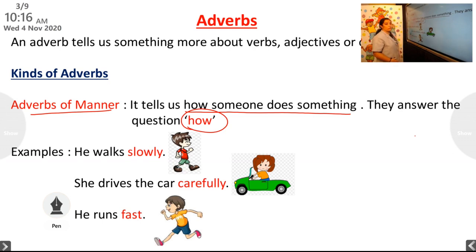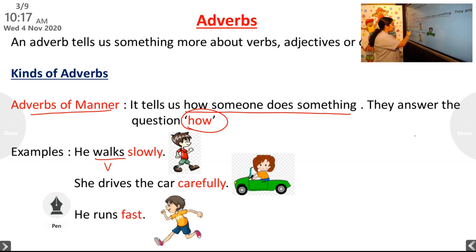Which is the action word, or which is the verb in this sentence? Yes, this is the verb, isn't it? Walking shows the action, so walks is the verb. Now what question word will you ask to find out the adverb of manner? You will ask the question how. So how are you going to ask? How does he walk?